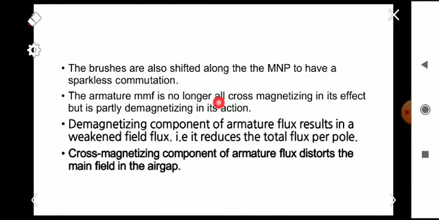So the armature MMF here is no longer wholly cross magnetizing in its effect, but is partly demagnetizing in its action. The demagnetizing amount of armature flux results in a weakened field flux, that is, it reduces the total flux per pole. But the cross magnetizing component of armature flux distorts the main field in the air gap.